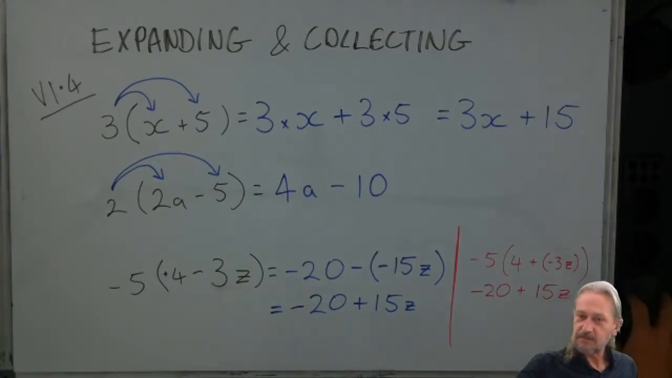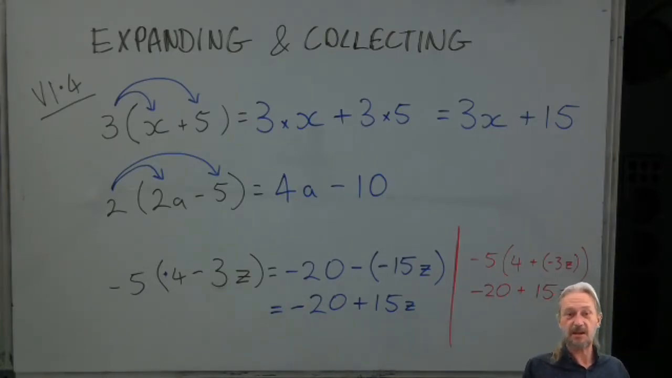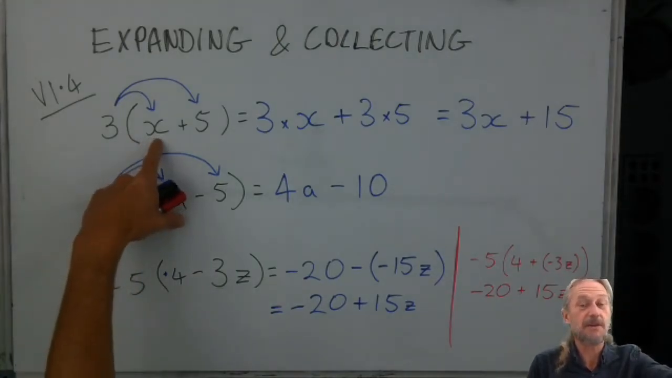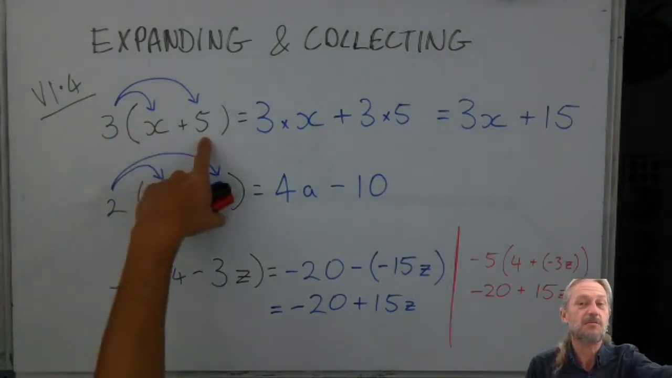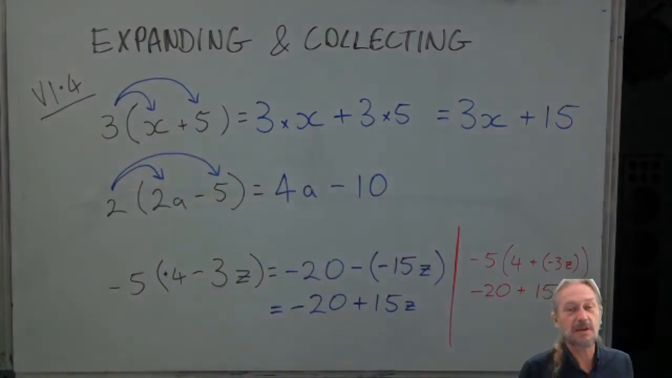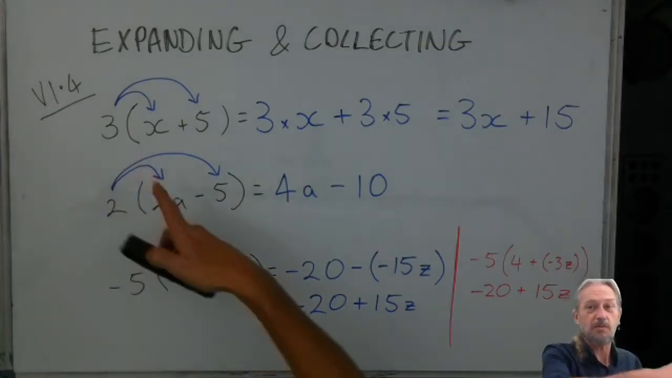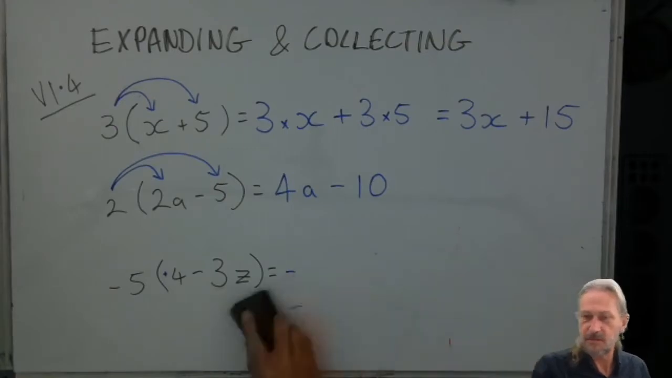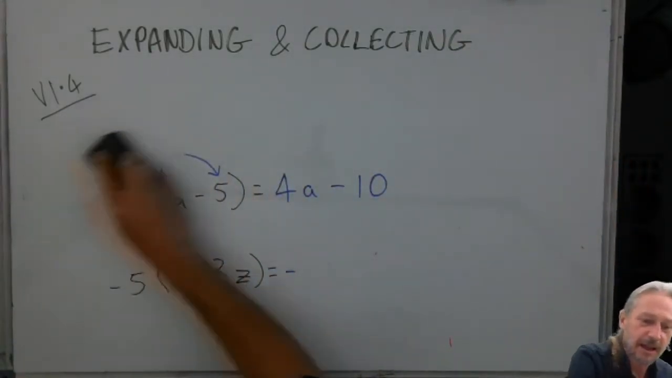Okay, so that's essentially expanding. So we start with something in brackets, there's a number outside, and we multiply that by everything on the inside. Students quite often get caught out. They multiply by the first thing and they forget to multiply by the next thing. We could also have more than two things inside the bracket, so it's got to multiply by absolutely everything. Okay, so now we'll talk about collecting.